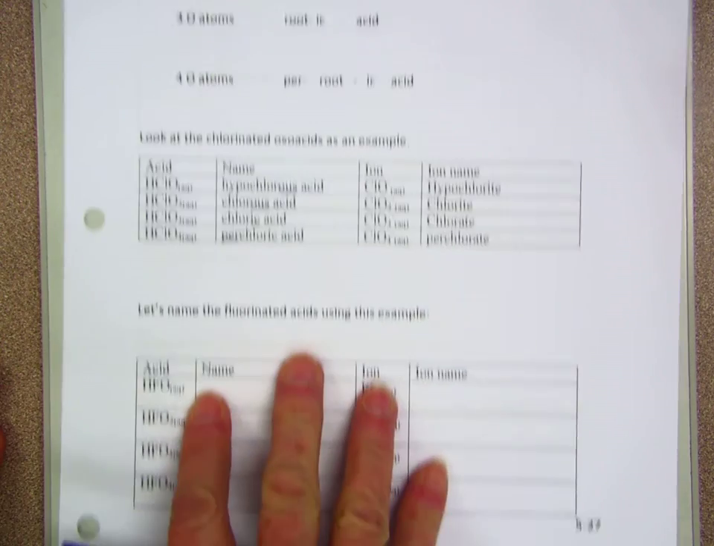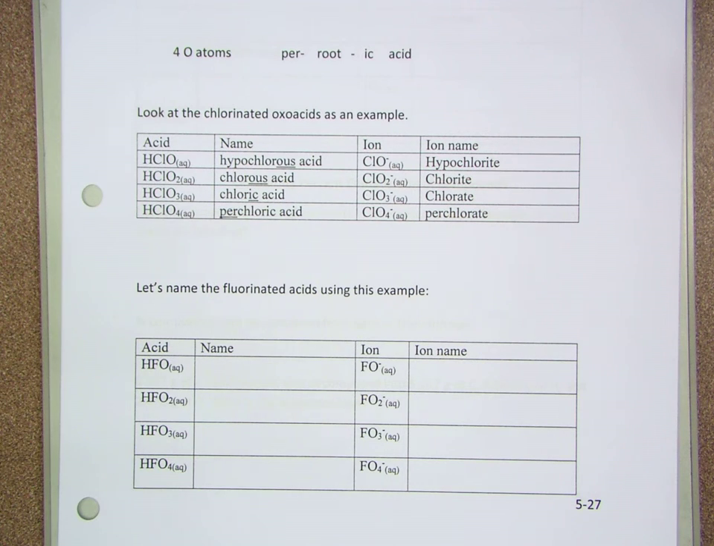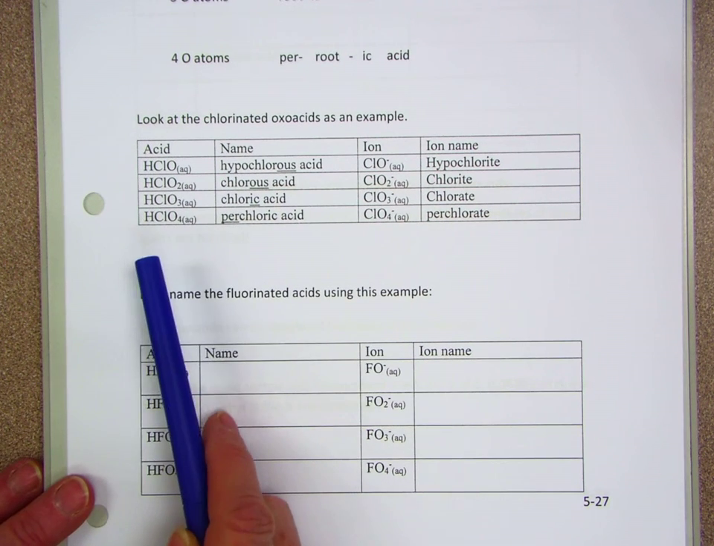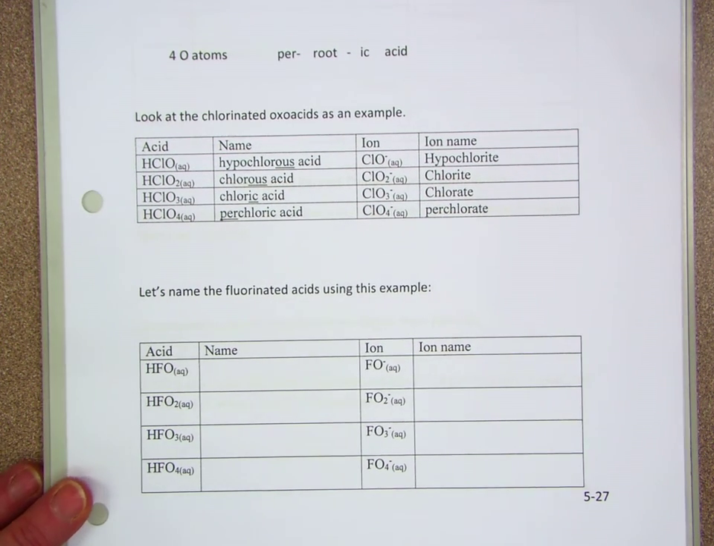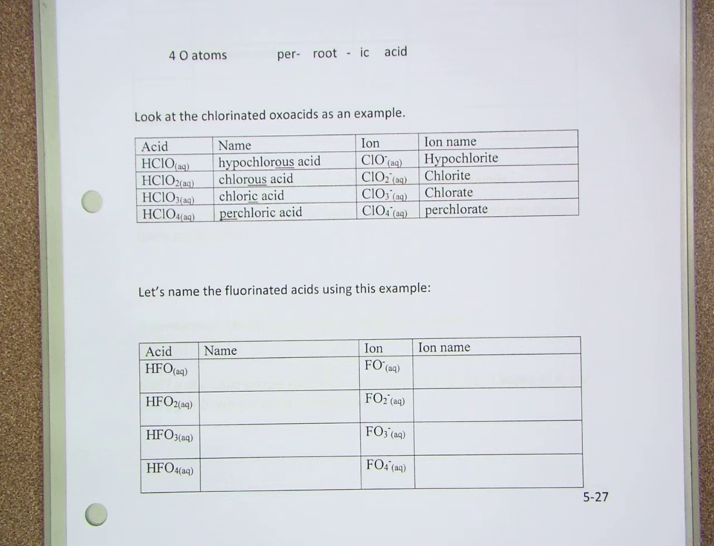So I put the chlorinated oxoacids as an example. And these are the ions that are on your ion sheet that I told you to start working with. But you're going to apply those same rules to all of the halogens, even though they're not on your ion sheet. Are there other ones besides the halogens? Well, there's permanganate, but that's kind of different because manganese is a metal. So it's a weird anion because it has a metal in it. So we just kind of roll with that one.